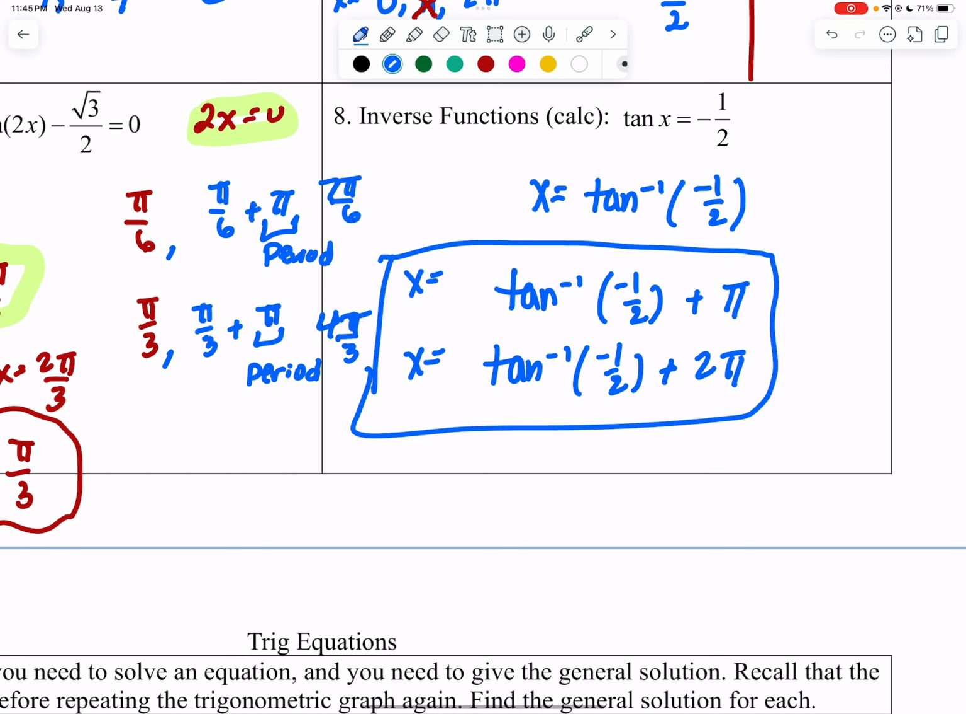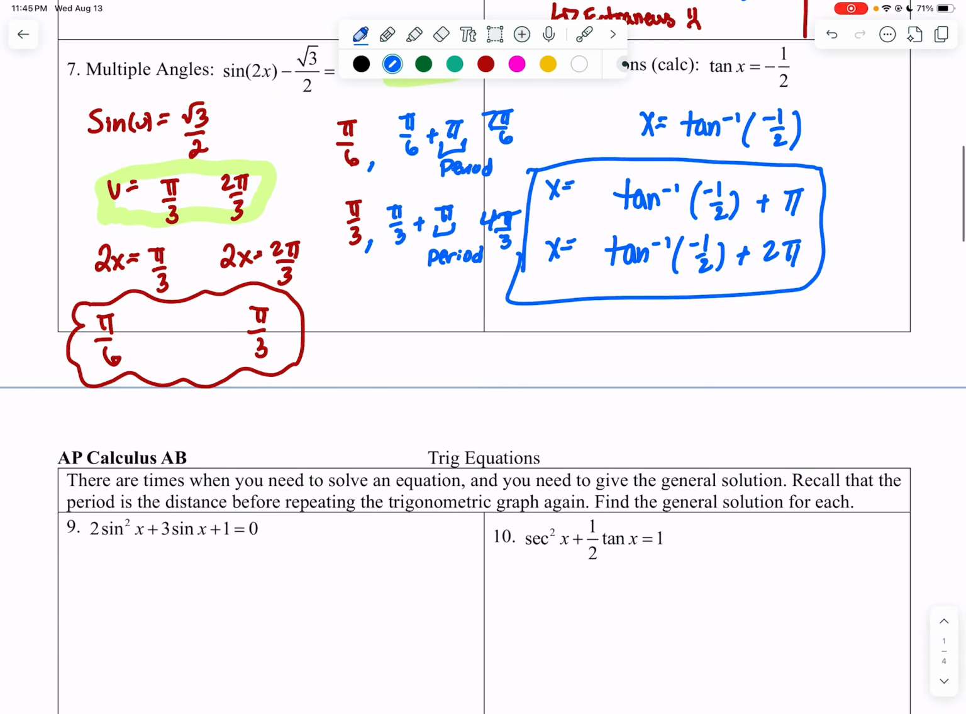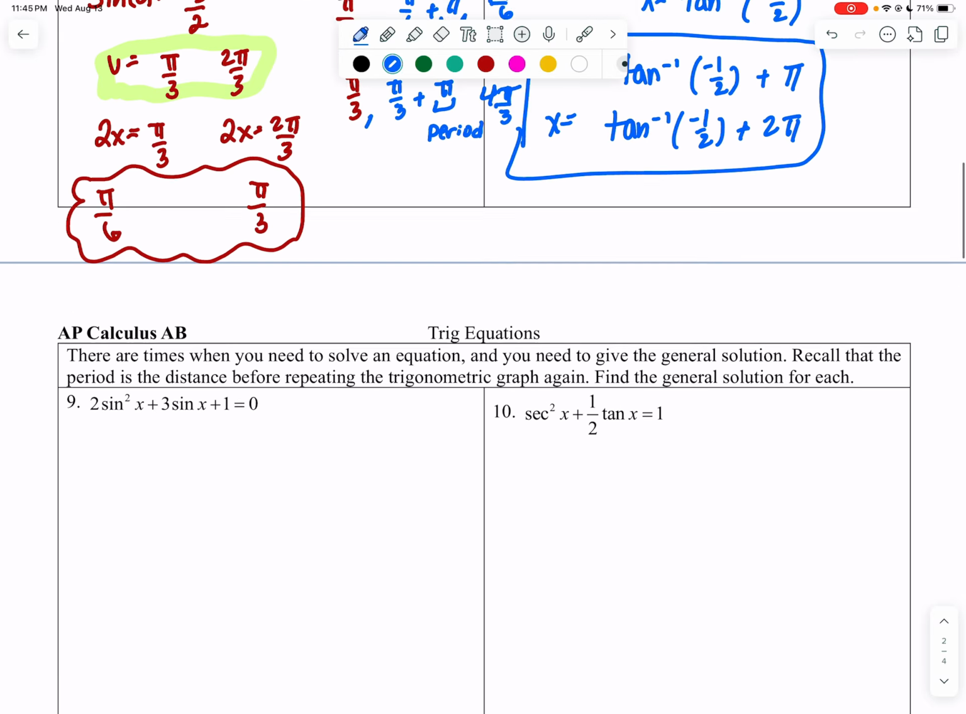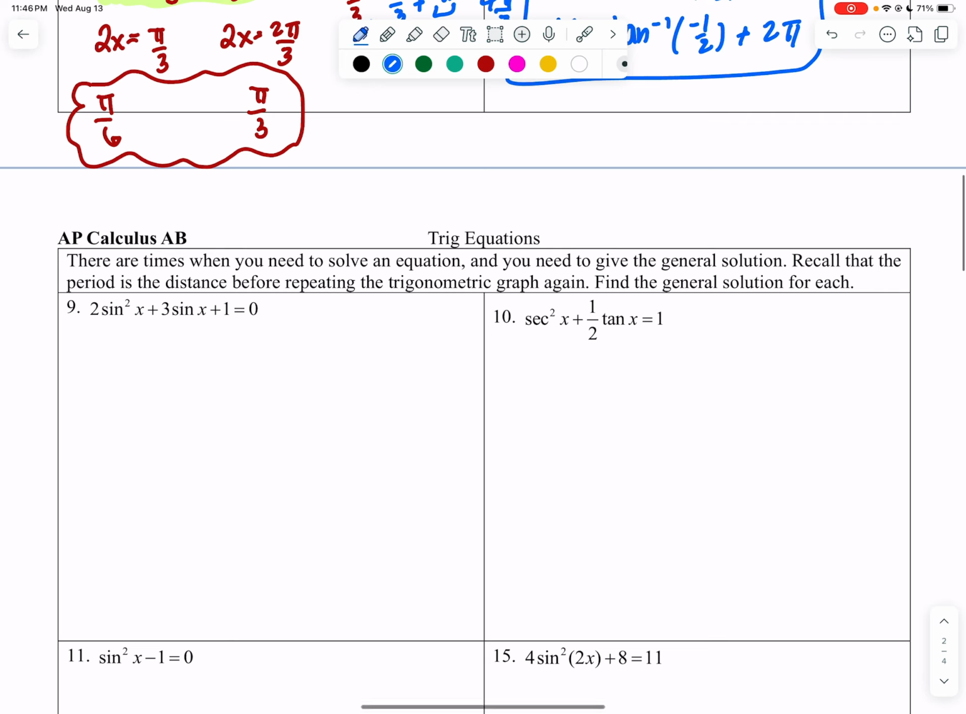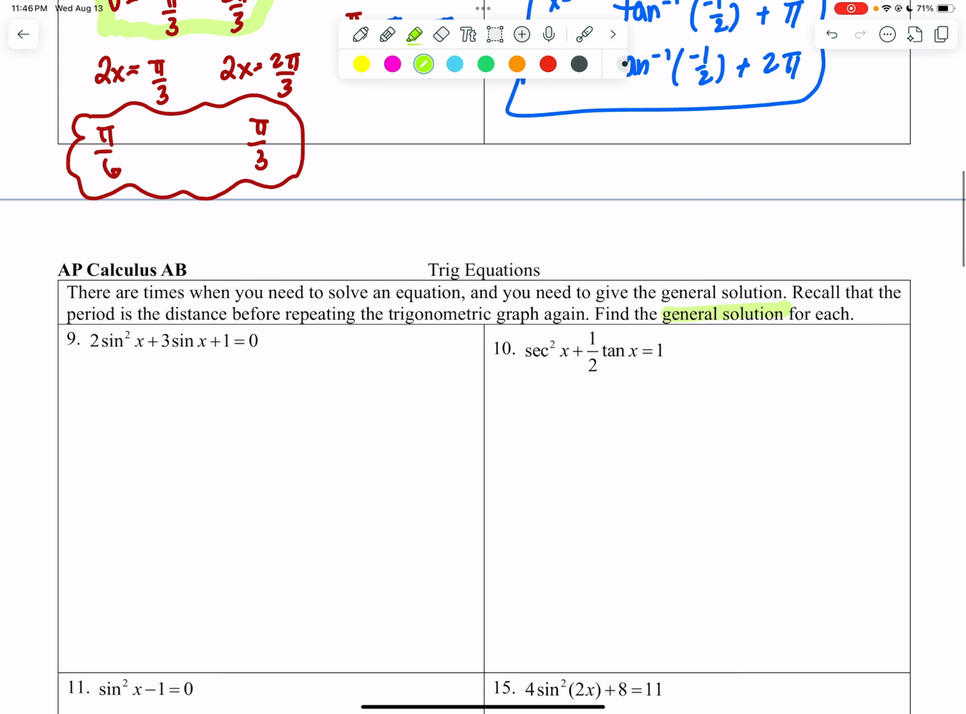That is 8. So essentially with number 7 and number 8, if your answer is not in the domain, probably add your period until you hit 0 to 2 pi. Which is essentially what's going to happen with 9 through 14 here, because we're going to be solving for a general solution for each of the equations. But that's going to be the next video.